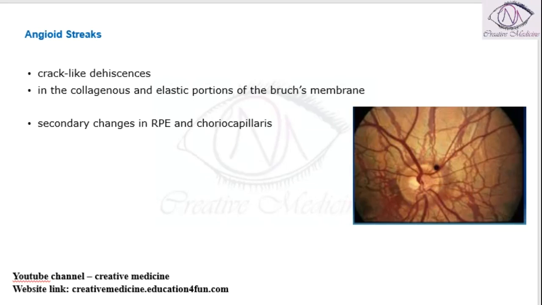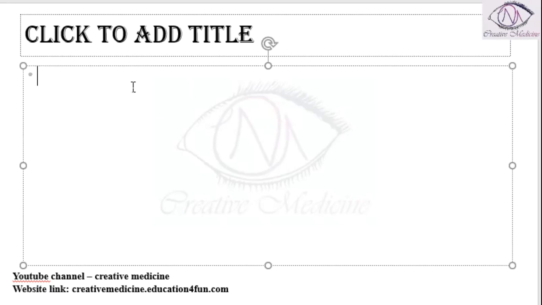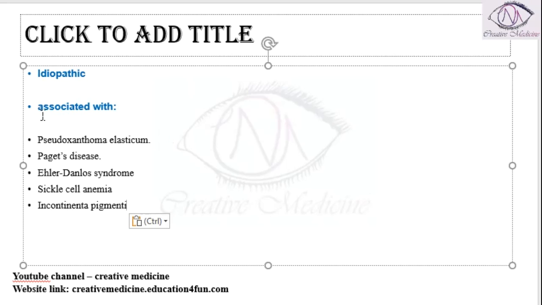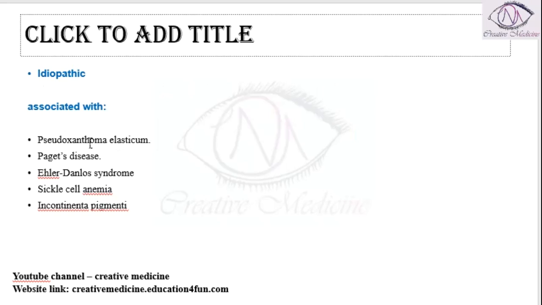Angioid streaks are of two types. One can be the idiopathic type of angioid streaks, or it can be associated with certain diseases like pseudoxanthoma elasticum, Paget's disease, Ehlers-Danlos syndrome, sickle cell anemia, and incontinentia pigmenti.